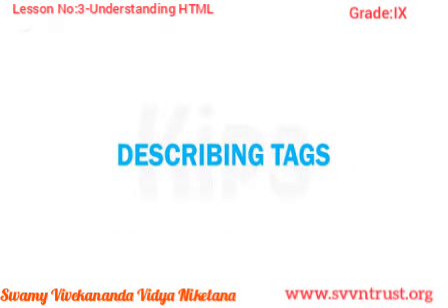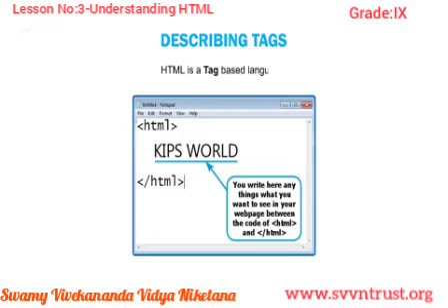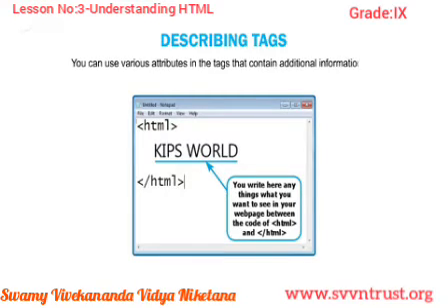Students, let us understand how to describe tags. HTML is a tag-based language. A tag is a piece of code which acts as a label that a web browser interprets. It instructs a web browser what to display and how to display. A complete tag having an opening tag and a closing tag is known as an element. You can use various attributes in the tags that contain additional information like formatting effects, alignment, colors, etc.